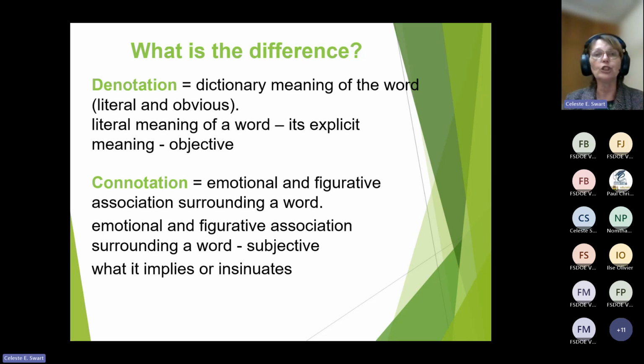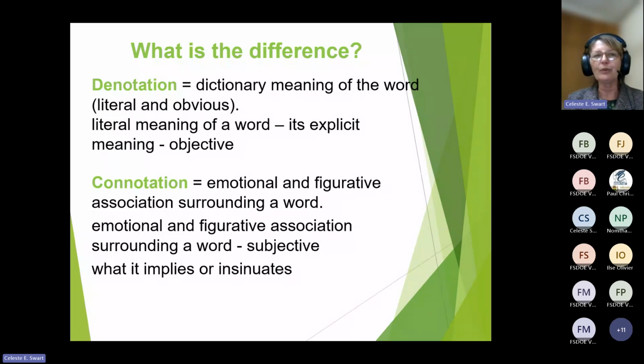Connotation is rather emotional, and there's a figurative association surrounding this word. It's emotional, it's figurative, subjective, what it implies or insinuates. In other words, it's not necessarily just what the words say. There's a different meaning to it. That's why some people would say to you, if you said something to them, "Oh, I'm offended by that. How can you say something like that?" For the simple reason that people often think that you mean something differently when you say something.